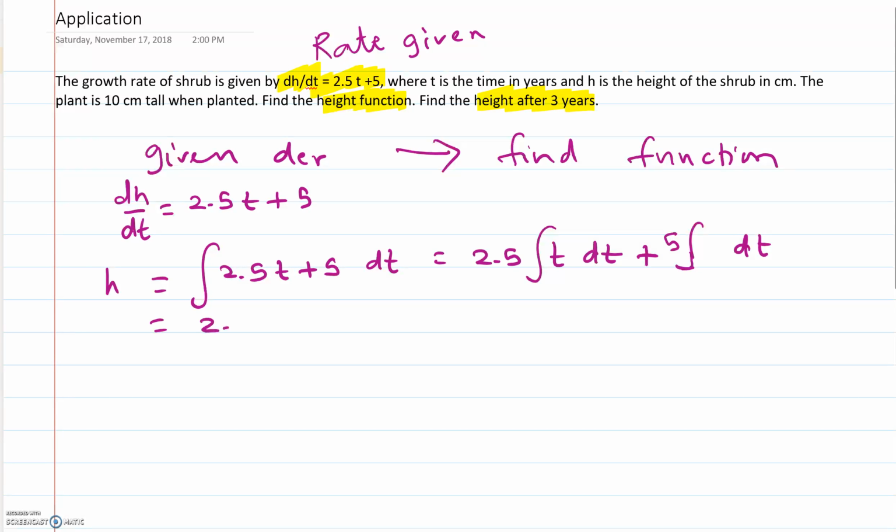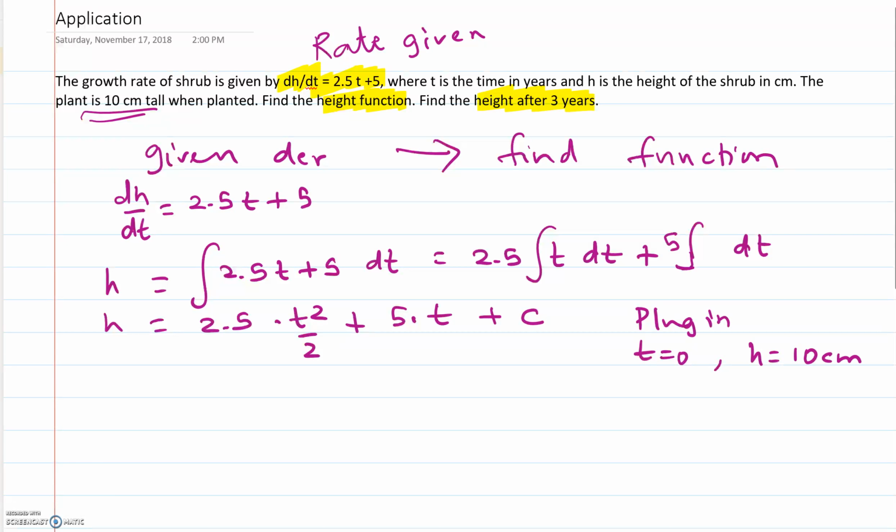Right? So we will have 2.5 times the integral of t, which is t squared over 2, plus 5 times the integral of dt, which is t, plus c. An indefinite integral always has this plus c, and now we want to evaluate c by using the initial condition, 10 centimeters tall. Initially, when the plant is planted, it is 10 centimeters tall. So we're going to plug in t equal to 0. When t equal to 0, the height is 10 centimeters.